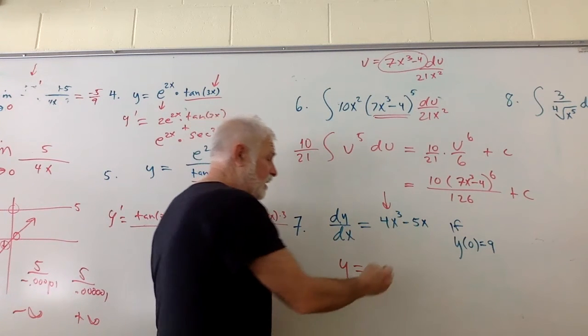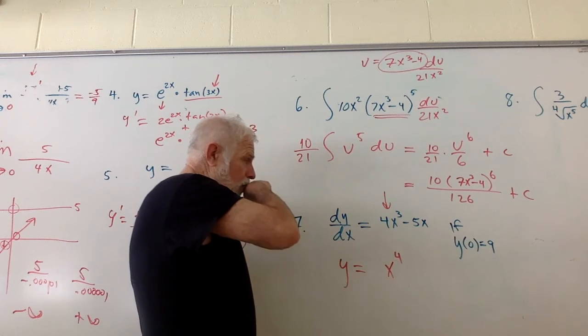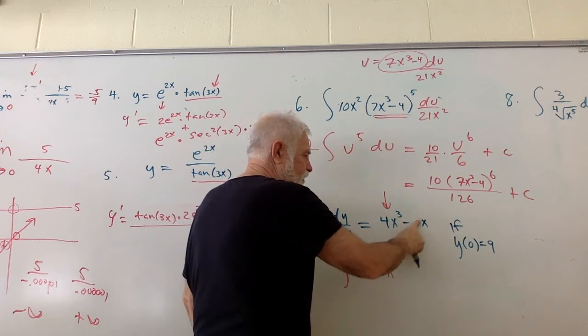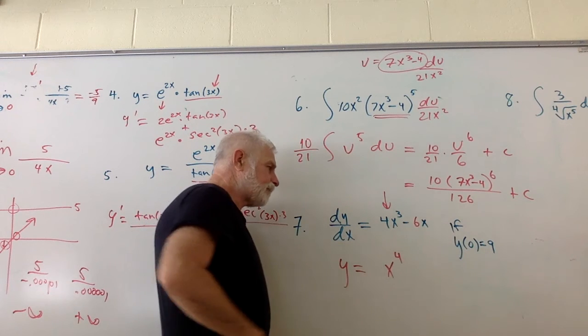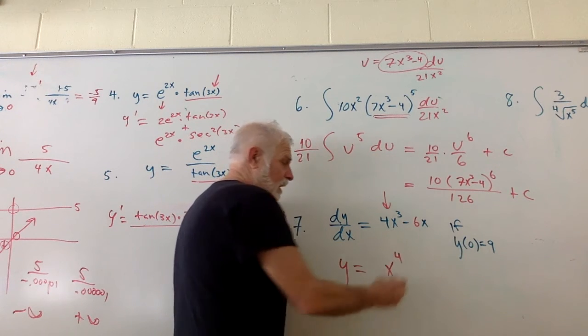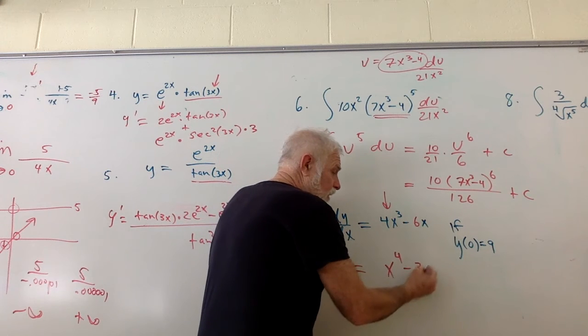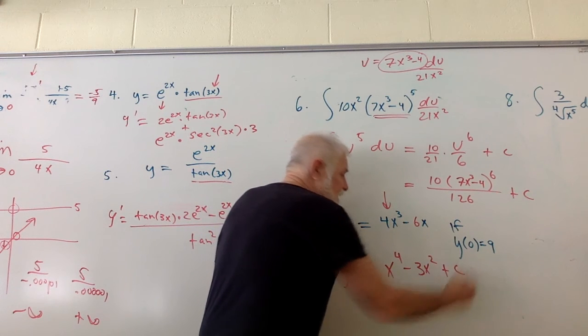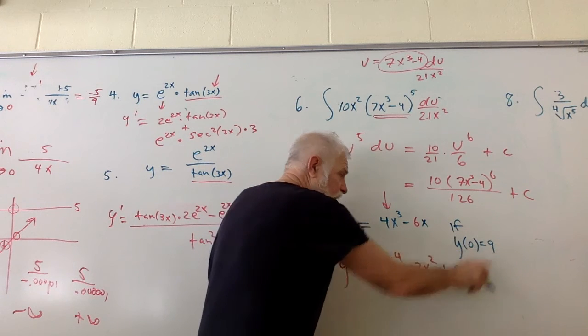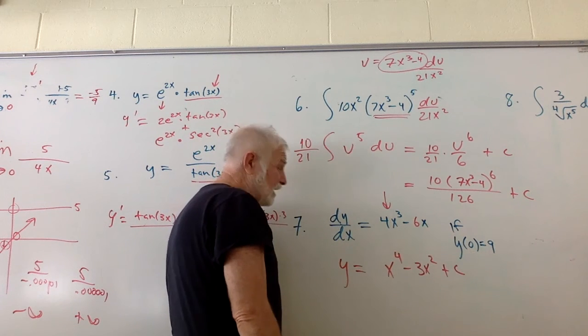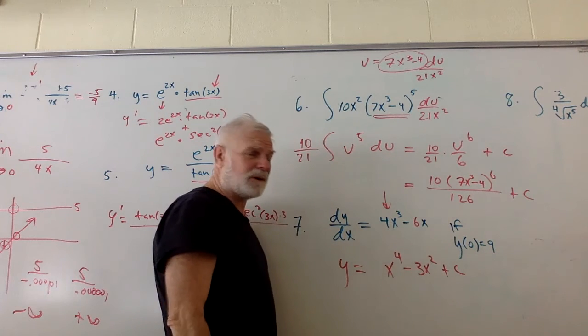I hope you see that it came from x to the 4th. Let's change this. Let's make it a 6 because I don't feel like playing with fractions right now. Where did that come from? I hope you said 3x squared plus c. Now when you plug a 0 in, we want a 9. I don't think we're going to make a math error on this one.